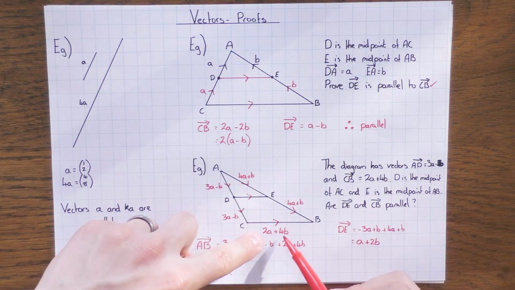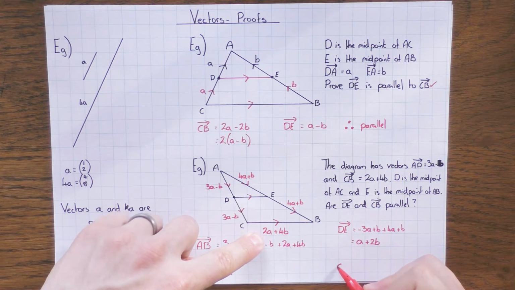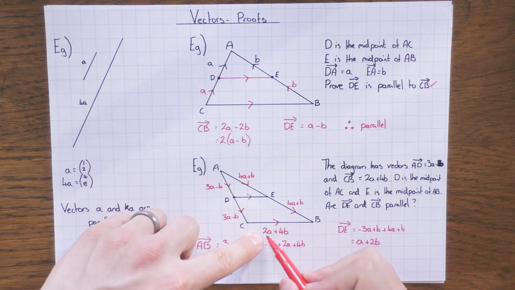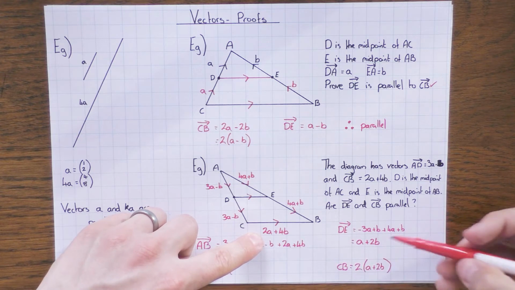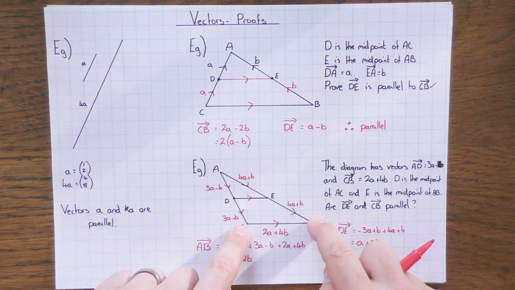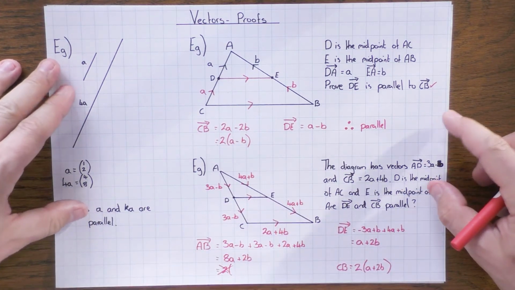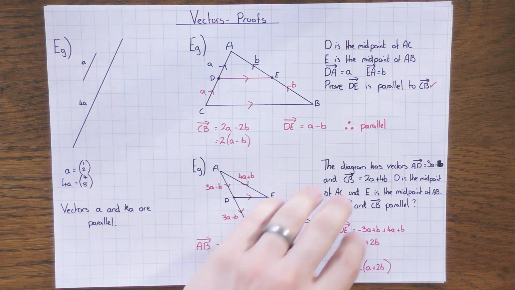If I look at this, I just need to factorise the CB. So if I factorise that, take a 2 out, I'm then left with a plus 2b, which as you can see is the same as DE. So again, this one is just twice as big as this one. It's just a little harder because I had to work out AB first. Okay, so that's the basics of it. And there's the first 2 examples.